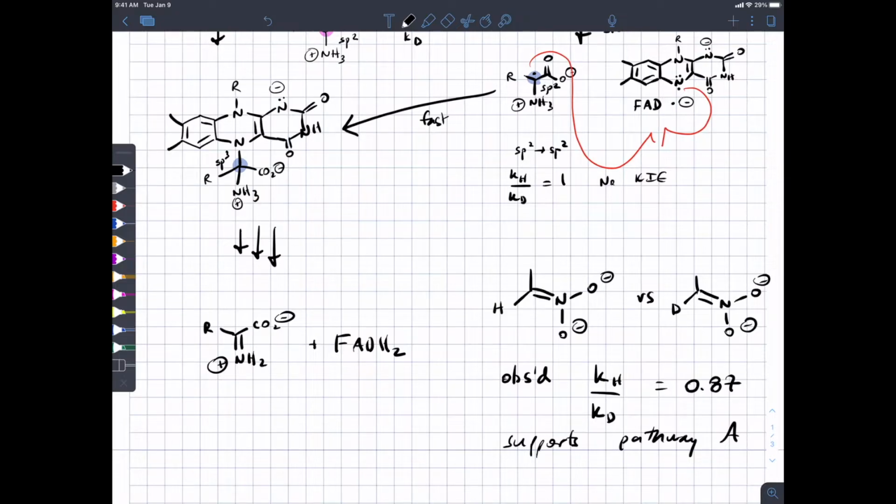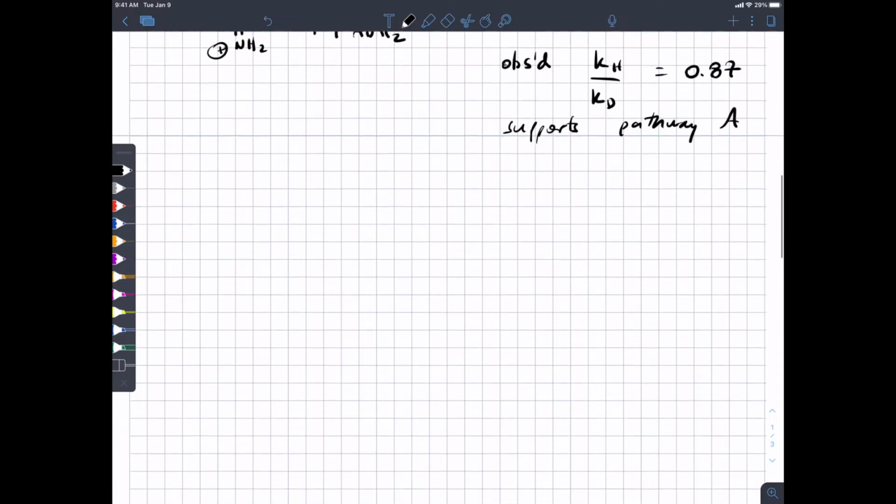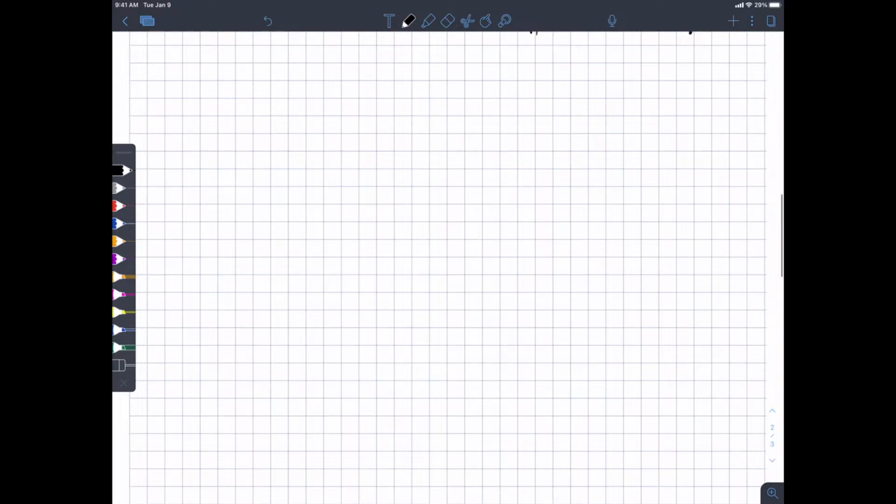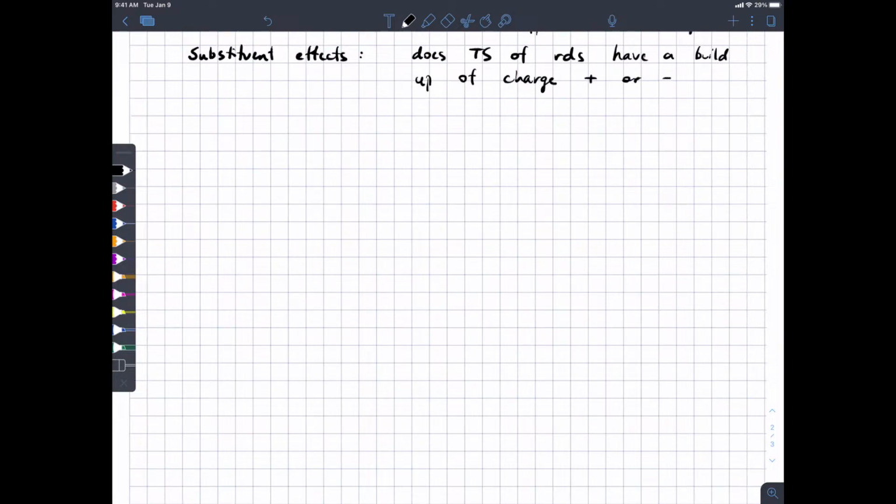So the next thing we need to talk about is kind of fun, and it's fun because it's somewhat easy to understand. It's related to electrophilic aromatic substitution reactions and substituent effects. But this is a method for trying to tell whether the transition state of the rate determining step has a buildup of charge. And it can actually be positive or negative.